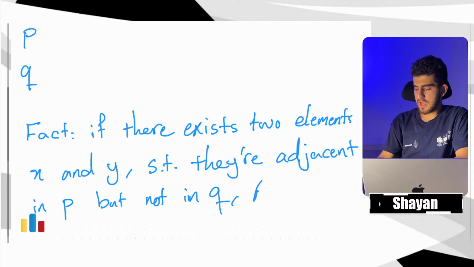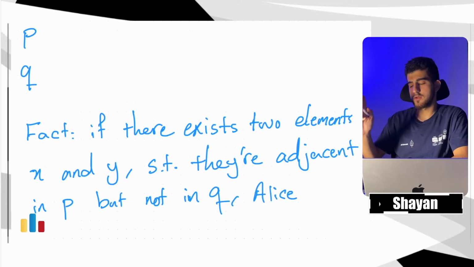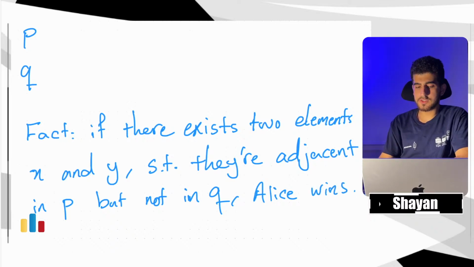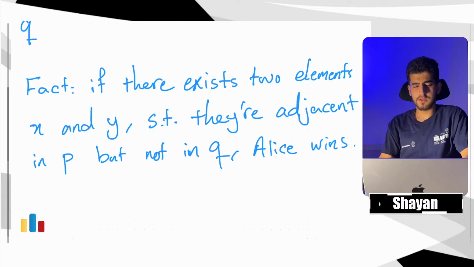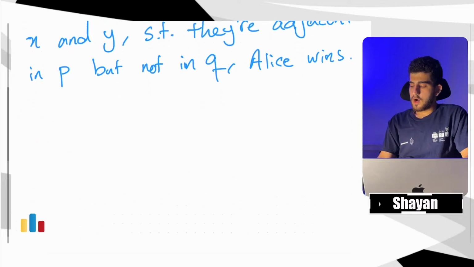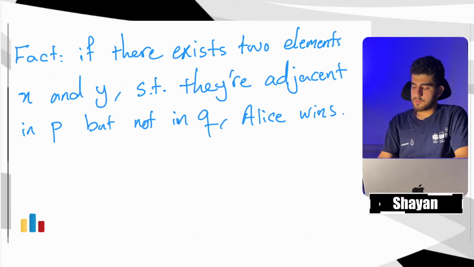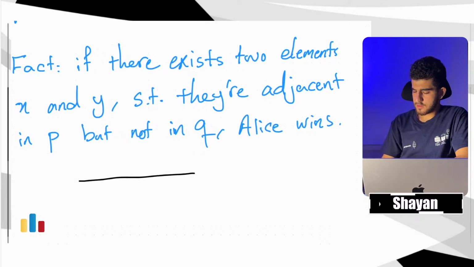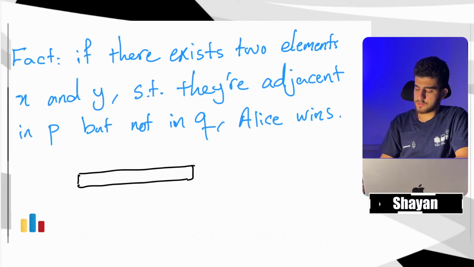Alice wins. Alice can fool Bob, and Bob cannot win. Alice wins in this situation. So let me explain what I mean exactly. What I mean is this. Assume that this is your P, which is for Alice, and this is Q, that is for Bob.